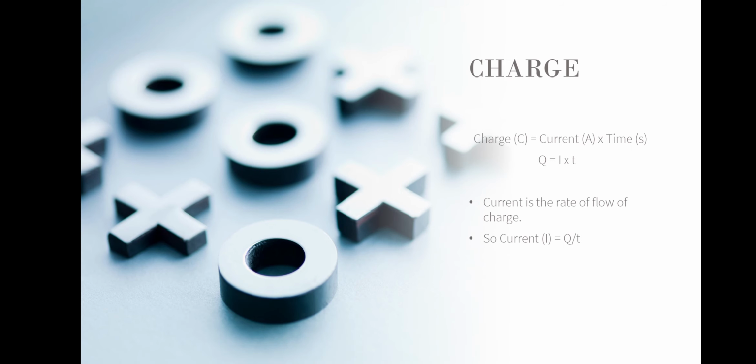Next up we have charge. Now charge is equal to current times time. The simple equation is Q, which is the symbol for charge, is equal to I times T. Now current is the rate of flow of charge. You might be confused that earlier we said that current is the flow of electrons. So remember that it is the flow of electrons in a wire, but otherwise it is the rate of flow of charge. So current is equal to charge divided by time.